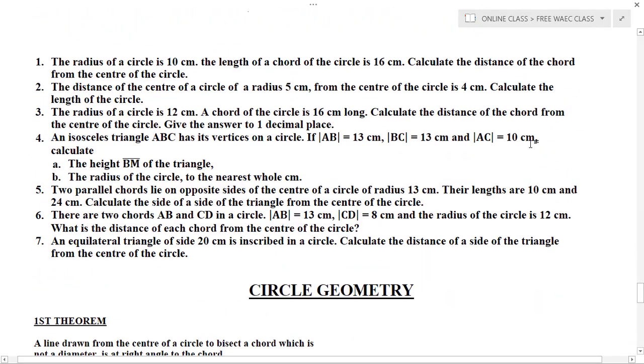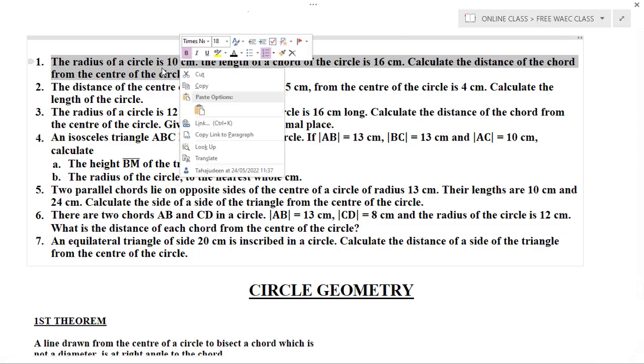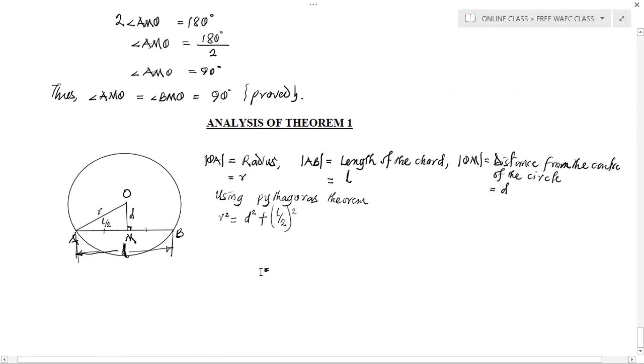I want to continue from where we stopped on circle geometry. The last time we treated the first part of the circle geometry, and that was the first theorem. So to solve questions, that was where I stopped. I want to continue that topic now, so that you know how to solve questions in case you meet any question on the way. So the first question to be solved here will be the first example of the day.